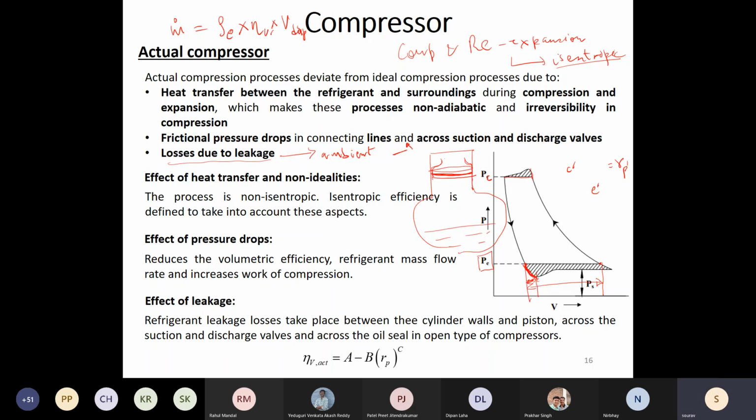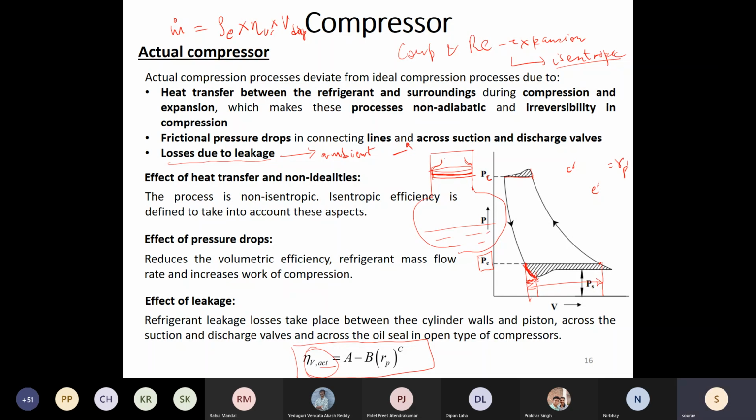So from there, we have to derive some expression of this sort for your volumetric efficiency. Act means the actual volumetric efficiency. And then with this actual volumetric efficiency, you have to do the sizing.